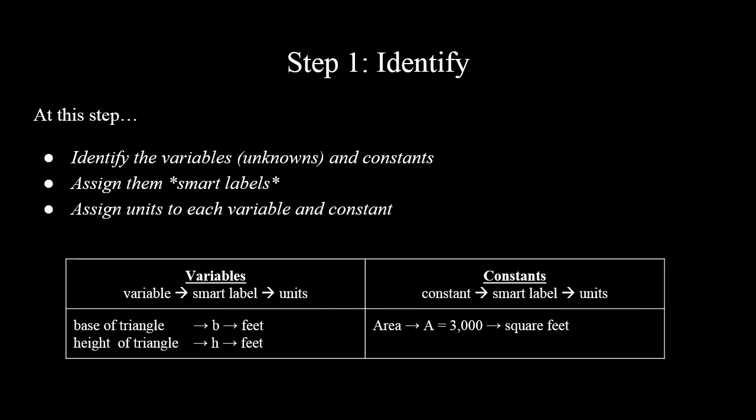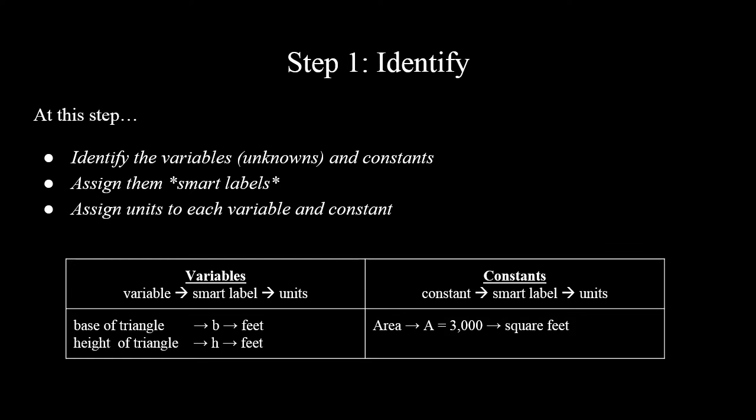So here I have my table. I always make a table at this step. I put variables on the left side and constants on the right. Let's take a look at the left side where I've listed my variables. Remember, variables are unknown, things we don't know. Well, this problem did not list any measurements for either the base or height of the triangle. So they are unknown. Therefore, we are going to assign them a smart label and units.